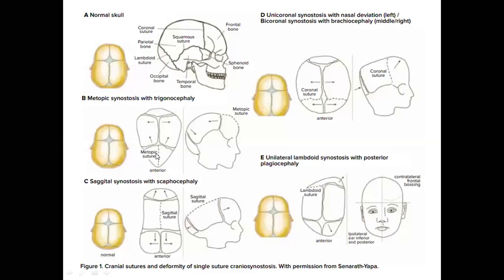So as I told you, the premature closure of the metopic suture leads to trigonocephaly, sagittal leads on to scaphocephaly, coronal leads on to brachycephaly, and lambdoid may lead on to plagiocephaly. These are all the various abnormal shapes of the skull of the newborn.